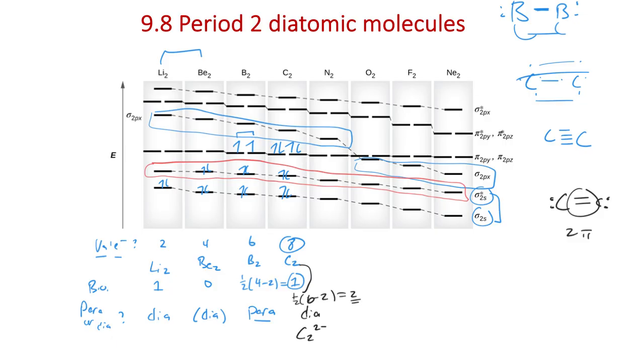That's actually the carbide ion. It's actually a fairly stable anion. And so the C2²⁻ ion just has 8 electrons going in plus 2, so it has 10 electrons in the diagram. So we just put 2 more electrons into the diagram.